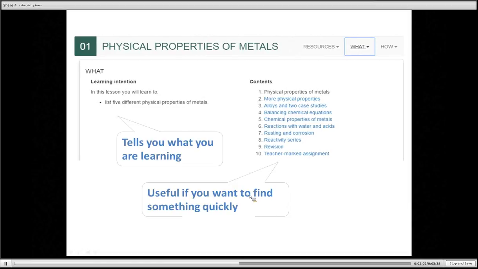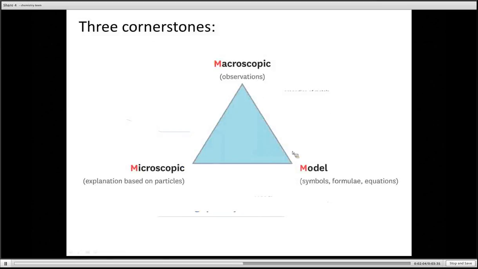Right, let's carry on with the three cornerstones. When you're thinking of chemistry, always think of these different things: the facts of chemistry, which is what you see, hear, smell, and so on; the theory of chemistry, which is our explanations based on particle theory; and the model, which is how we represent the chemistry. Chemistry is a particular language with symbols, formulae, equations.